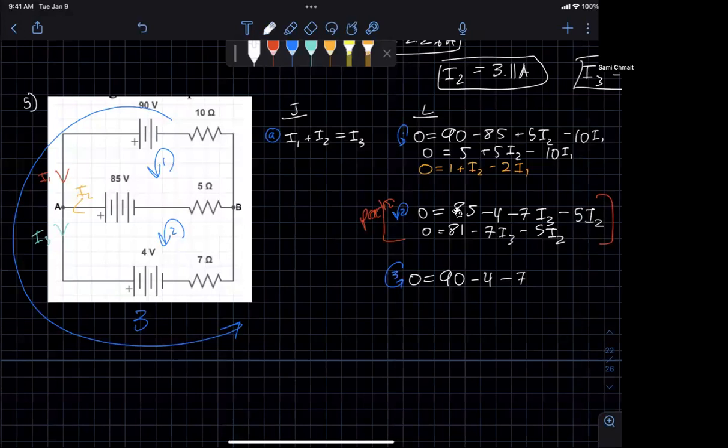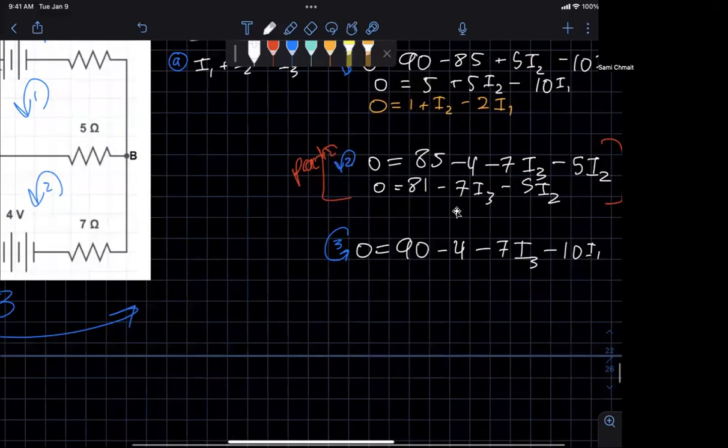And then minus 7, what's the current there? The current is to the right. So the sign is right, but I can't just write minus 7. Oh, sorry, what is that? I3. Okay? And then minus 10 I1. Nice. All right, now clean this up a little bit.